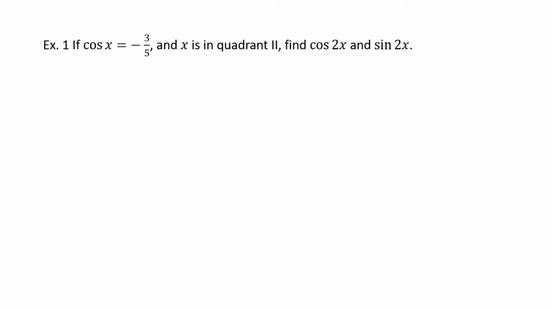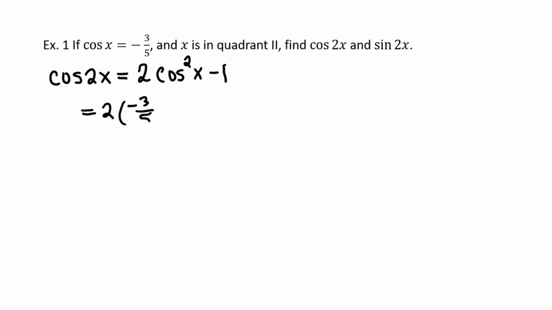If cosine x equals -3/5 and x is in quadrant 2, find cosine 2x and sine 2x. Let's begin with cosine 2x. Cosine 2x has several identities from which to choose. I'm going to choose 2 times cosine squared x minus 1. Then we continue to compute. 2, where the cosine is, we replace it with its value, which is -3/5. We square that, minus 1. The rest of it is arithmetic.